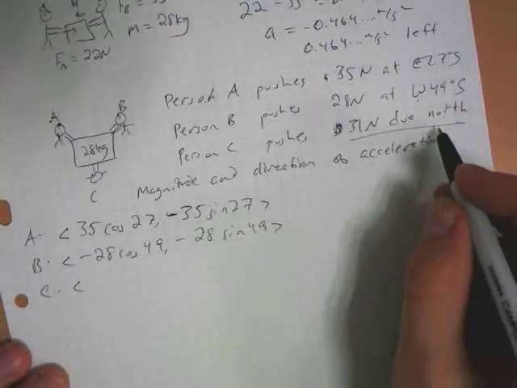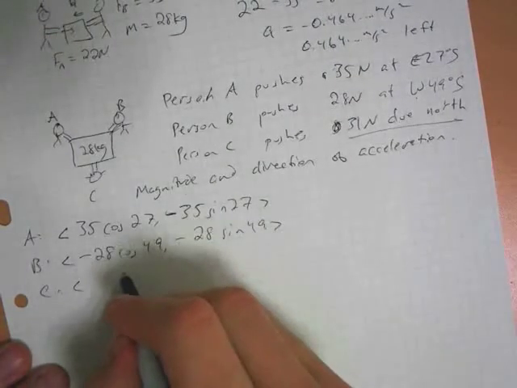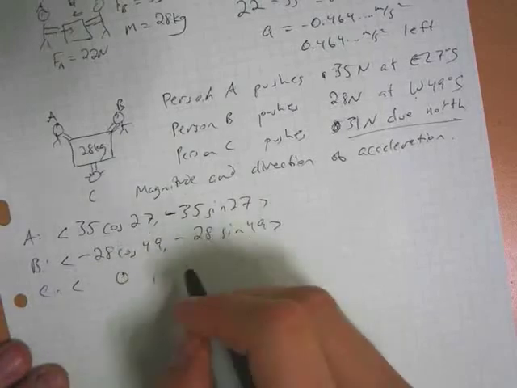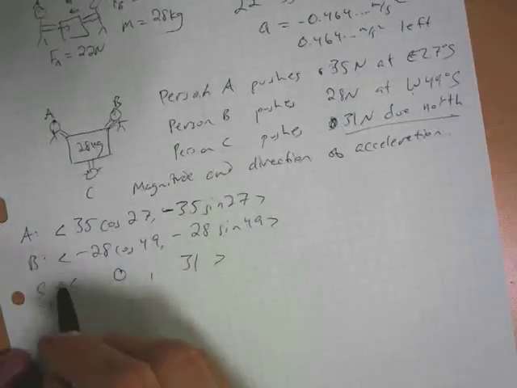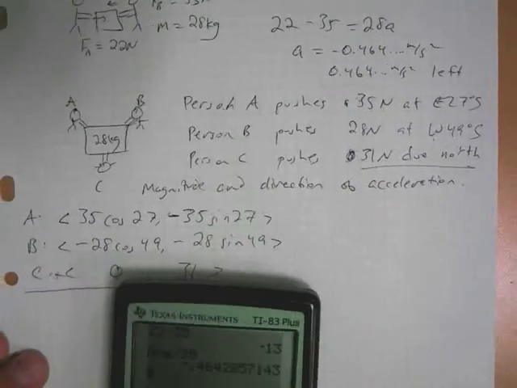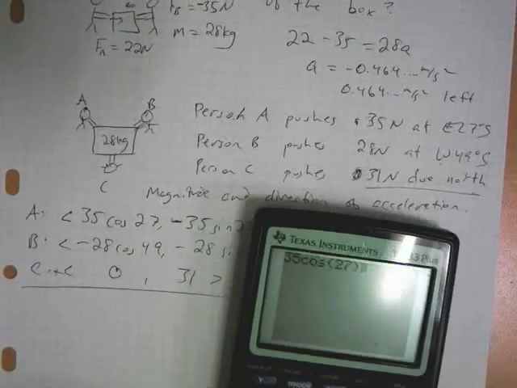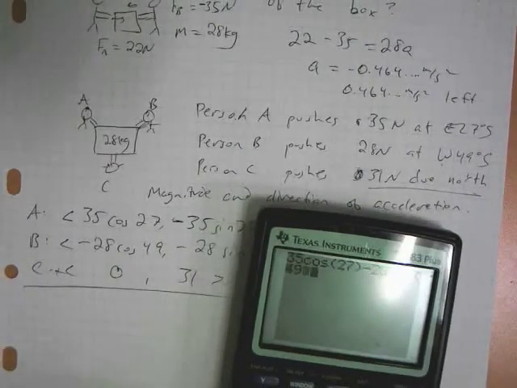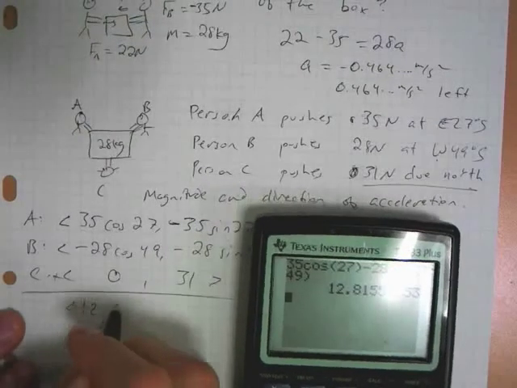Then person C pushes at 31 newtons due north, straight north. You can do trig, but that's a waste of time. Since it's due north, we know that the east-west component is 0 and the north component is 31. So the net force is the sum of all of these. So we can go 35 cosine 27 minus 28 cosine 49. So our x component is 12.8, etc.